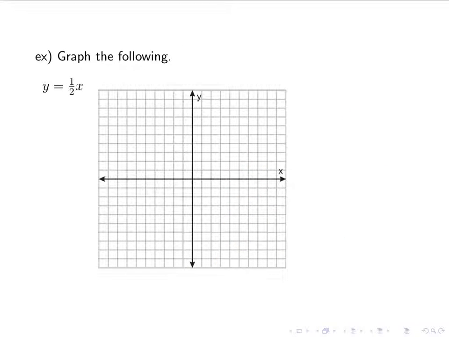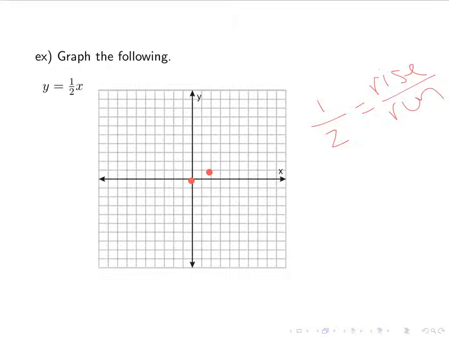For our next example, we have y equals 1/2 x. So if we look at our equation, we want to figure out what b is. There is no b, so b is 0. So our y-intercept is the origin, 0, 0. And then we look at our slope, and we have 1/2. And again, that's rise over run. So I'm going to rise 1 and run 2.